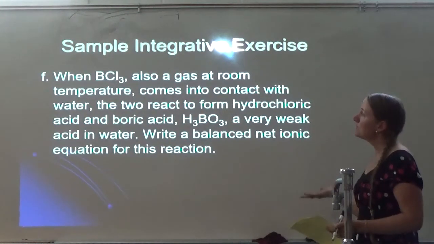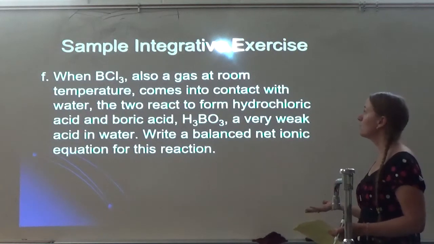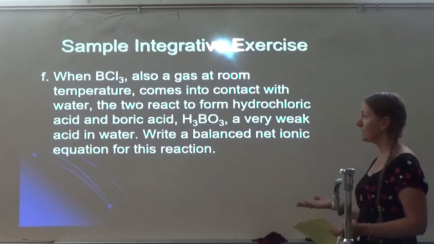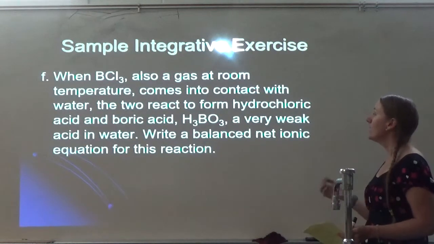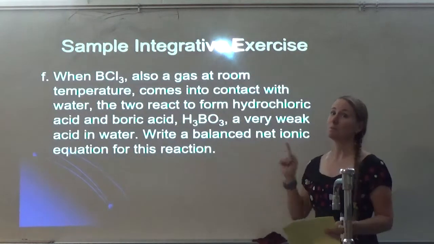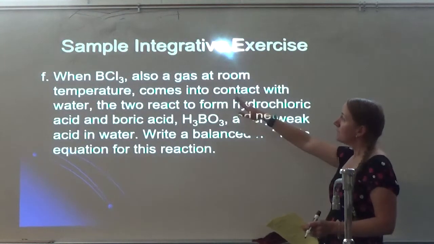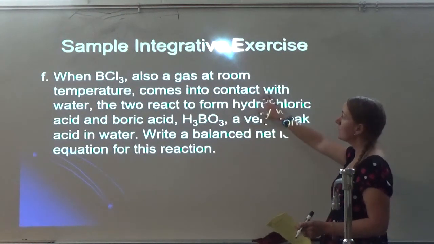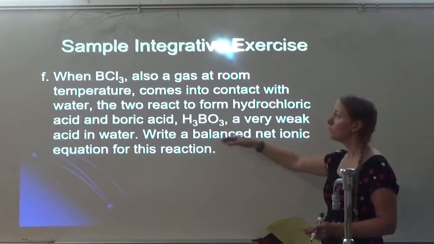All right, so the last one says, when BCl3, also a gas at room temperature, comes into contact with water, the 2 react to form hydrochloric acid and boric acid, which is H3BO3, a very weak acid in water. Write a balanced net ionic equation for this reaction. See, this is great because some of y'all have been struggling with net ionic equations. All right, so BCl3 is going to come into contact with water and make hydrochloric acid and boric acid.